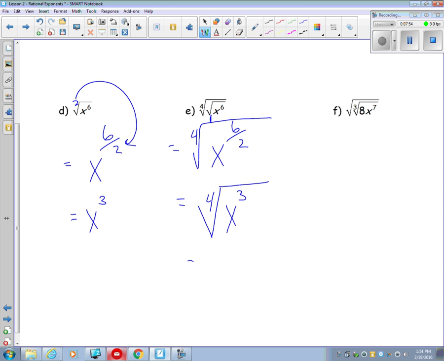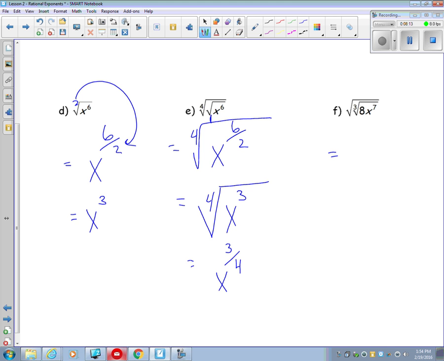Okay, so what can I do with this next? Well, my base is x. I see a root sign, so it's a fraction. The 4 is on the bottom. What's on the top? Got to be a 3. Okay, so we've taken 2 roots. I have to do something twice. Let's try f.